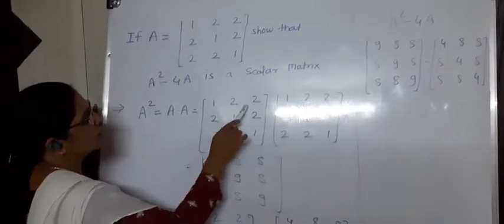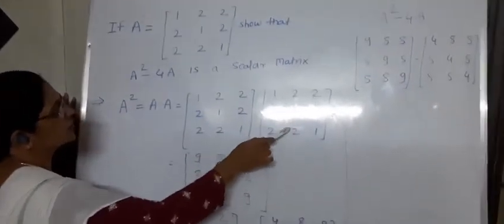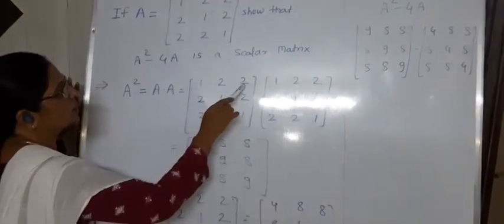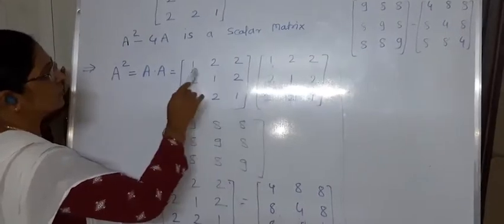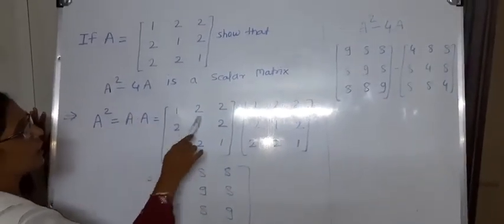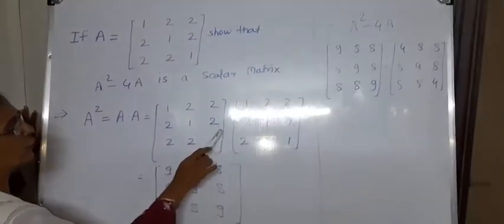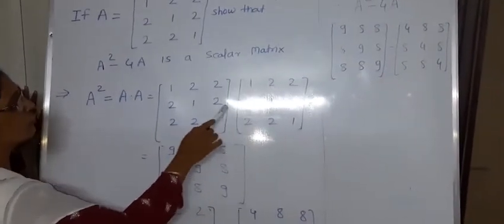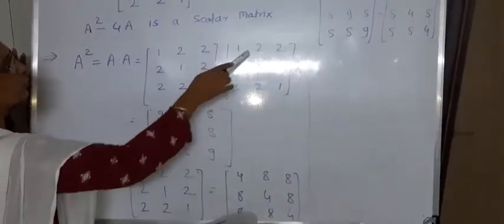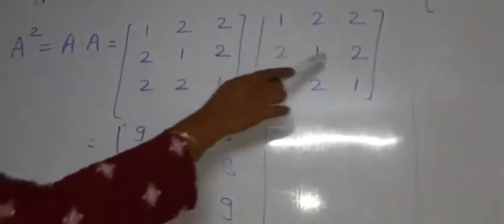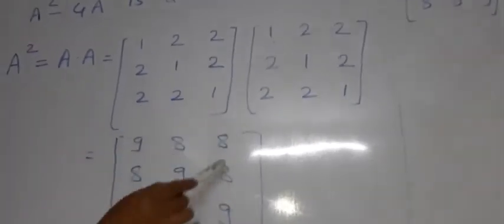Now first row, second column: 2 plus 2 plus 4, 4 plus 4, that is 8. Third column, 1, 2, 2, again 8. Similarly, now working of R1 is over. Consider R2. 2, 1, 2 plus 2, 4, 4 plus 4, 8. 2, 4 plus 1, 5, 5 plus 4, that is 9. 2 into 2, 4 plus 2, 6, plus 2, that is 8.